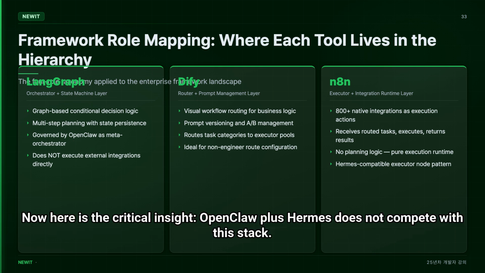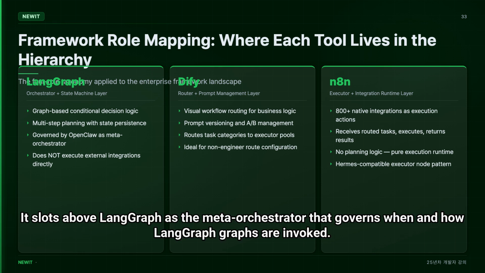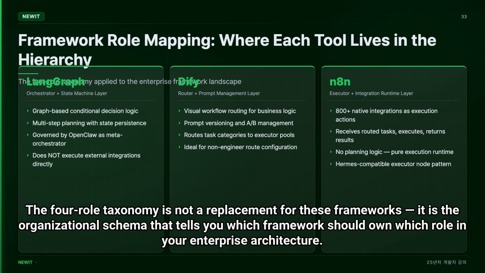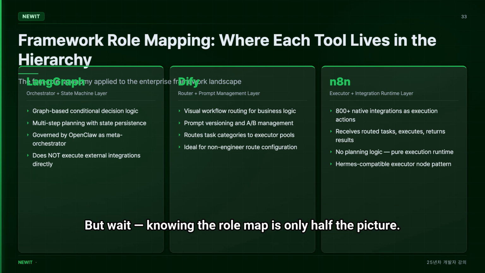Now here is the critical insight. OpenClaw plus Hermes does not compete with this stack. It slots above LangGraph as the meta orchestrator that governs when and how LangGraph graphs are invoked. The 4-role taxonomy is not a replacement for these frameworks. It is the organizational schema that tells you which framework should own which role in your enterprise architecture.